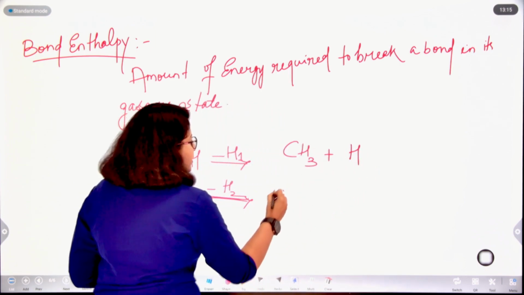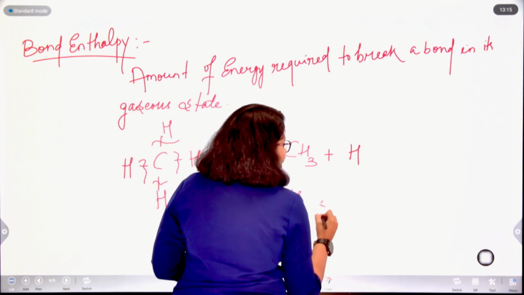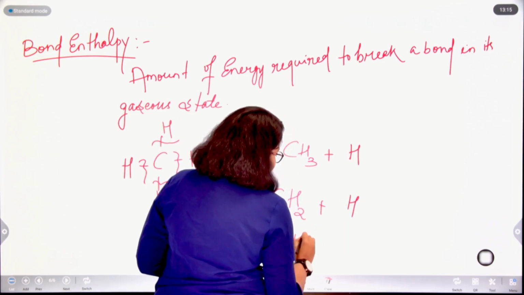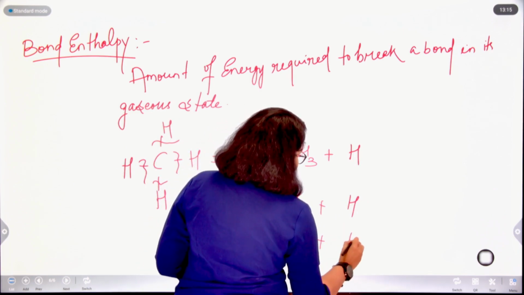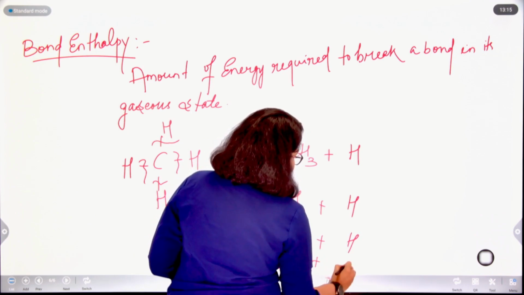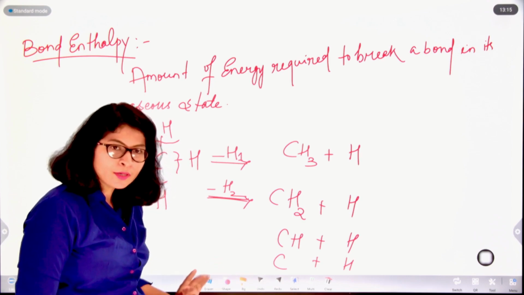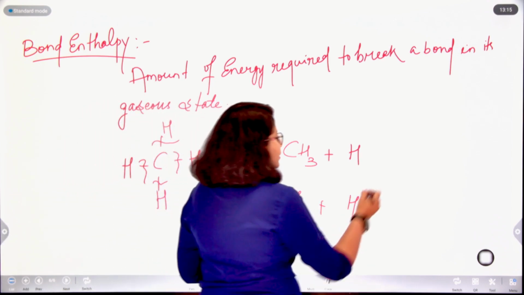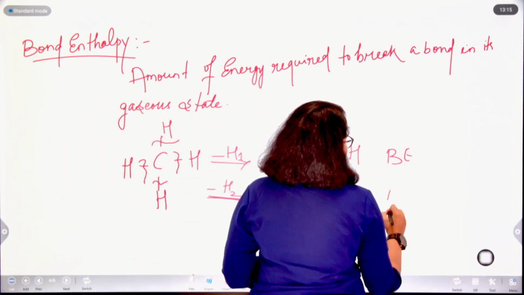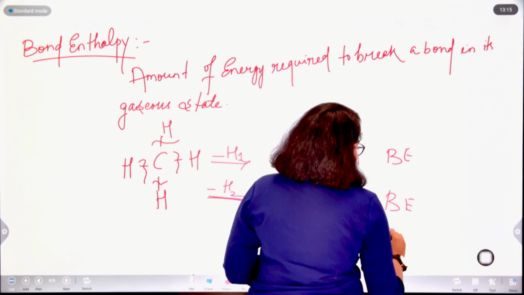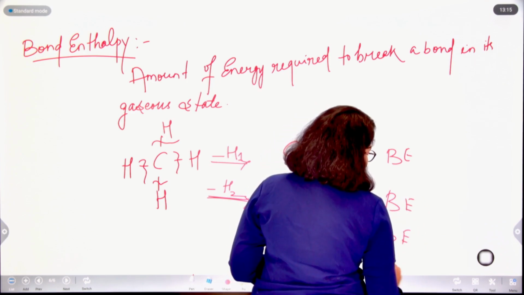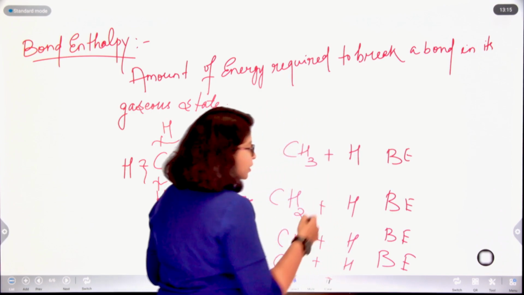In the second case, it forms CH2 plus another H. In the next case, it forms CH plus another H, and then C plus another H. So we need to break 4 bonds with hydrogen, right? In that case, the bond energy in all the cases should be similar, it should require a similar amount of energy to break all these 4 bonds.